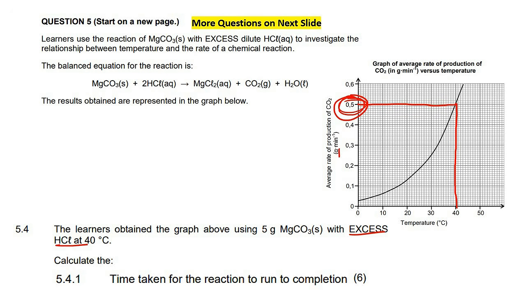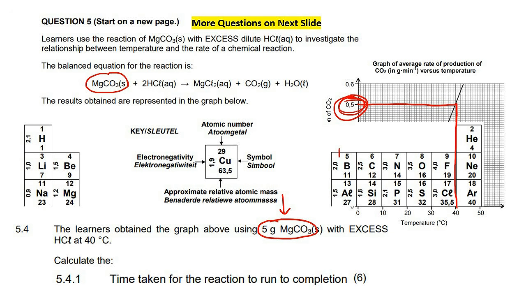We can come back to that value a little bit later. What they tell us here is that 5 grams of magnesium carbonate is used, with excess HCl. That means that we don't know how much HCl we're going to use, so we're just going to ignore that part. But we do know that if the HCl is the excess, then this one must be the limiting reactant. And what do we know about a limiting reactant? We use all of it. So we are going to use all of this MgCO3. We can take this 5 grams and use the mole formula, n equals m over capital M, and work out the moles of MgCO3.